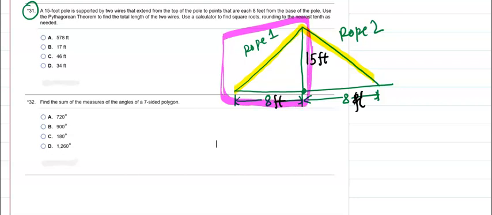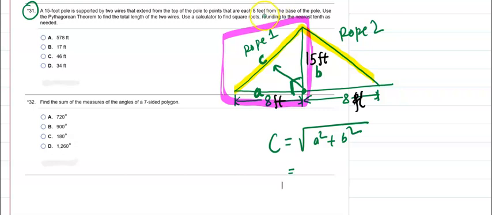If you look at this right triangle, this is the right angle, so this is going to be C, this is going to be A, and this is going to be B. In this right triangle, A is 8 feet, B is 15 feet, and C is what I'm looking for, which is the rope. By the formula, C equals the square root of A squared plus B squared. That's the formula, because this is the hypotenuse.